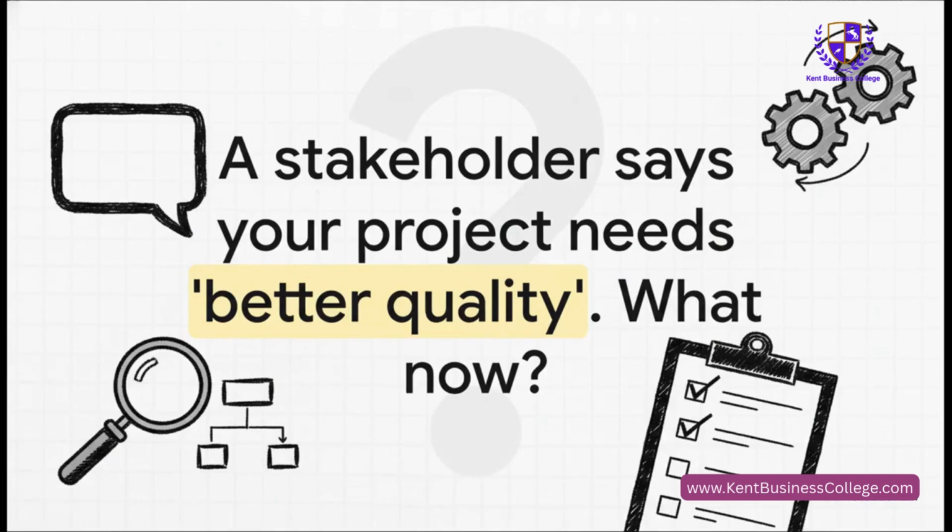So, Adam, picture this, because it happens to every project manager. A stakeholder comes to you and says, "We need better quality." It's so vague. And look, your first instinct is probably to just jump in and start making changes, right? But the PMP way is different. Your first job is to stop, take a breath, and ask, what does better quality actually mean to you?